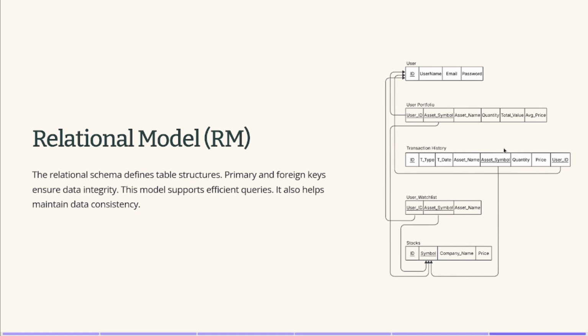Transaction history is another relation that has an ID, which is the primary key, transaction type, transaction date, asset name, asset symbol, quantity, price, and user ID. Here, asset symbol and user ID are foreign keys. User watch list has user ID, asset symbol, and asset name. User ID and asset symbol are foreign keys here. And stocks is the last relation that has ID, which is a primary key, and symbol, which is also a primary key. Along with that, we have company name and price.